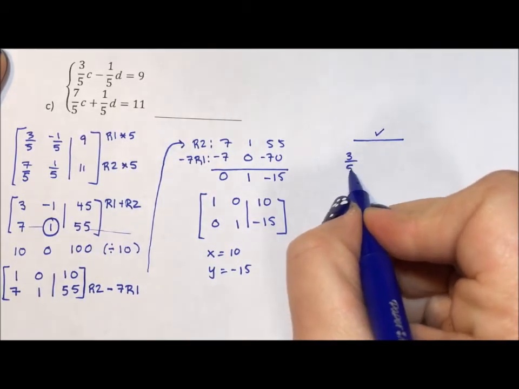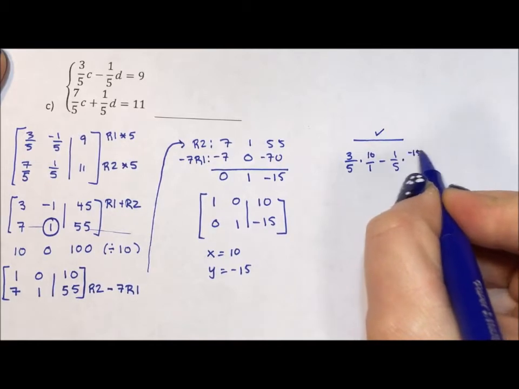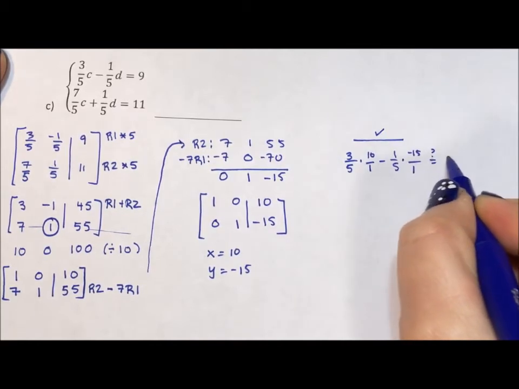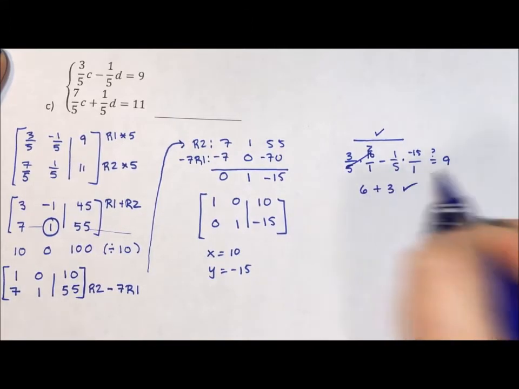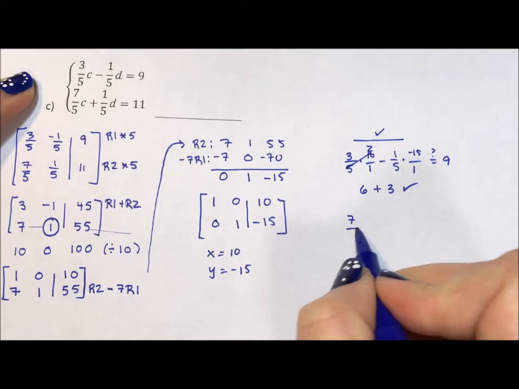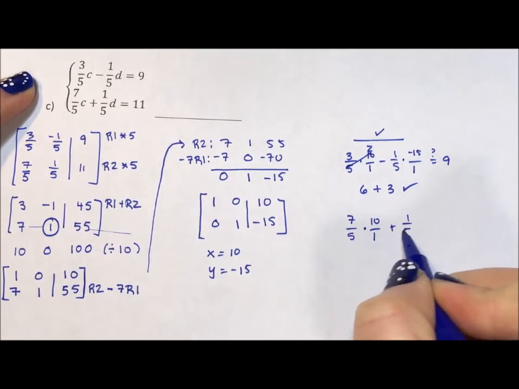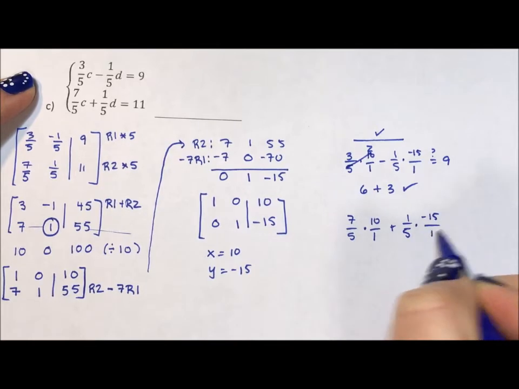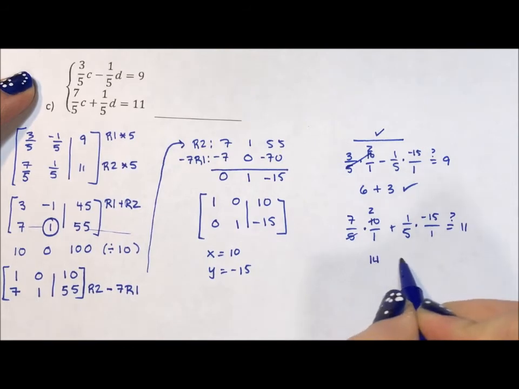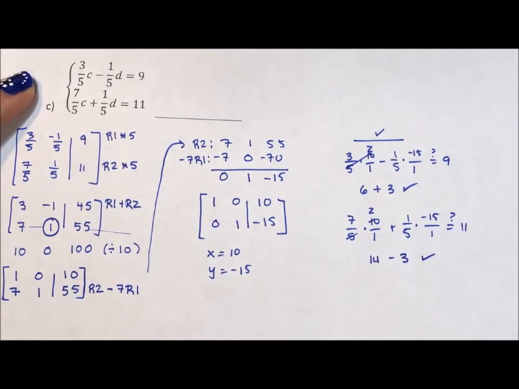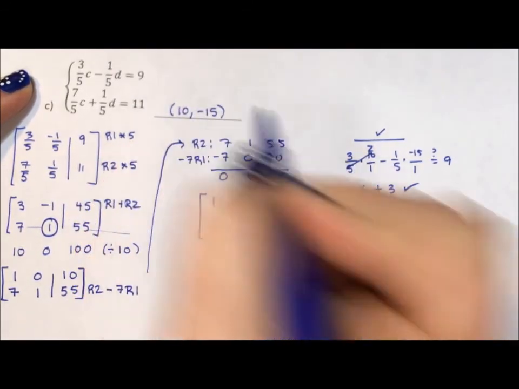Is 3/5 times 10 minus 1/5 times -15 really equal to 9? 6 plus 3, yes. Is 7/5 times 10 plus 1/5 times -15 really equal to 11? That's a 14 minus 3, that works too. So our answer as an ordered pair is 10, -15.